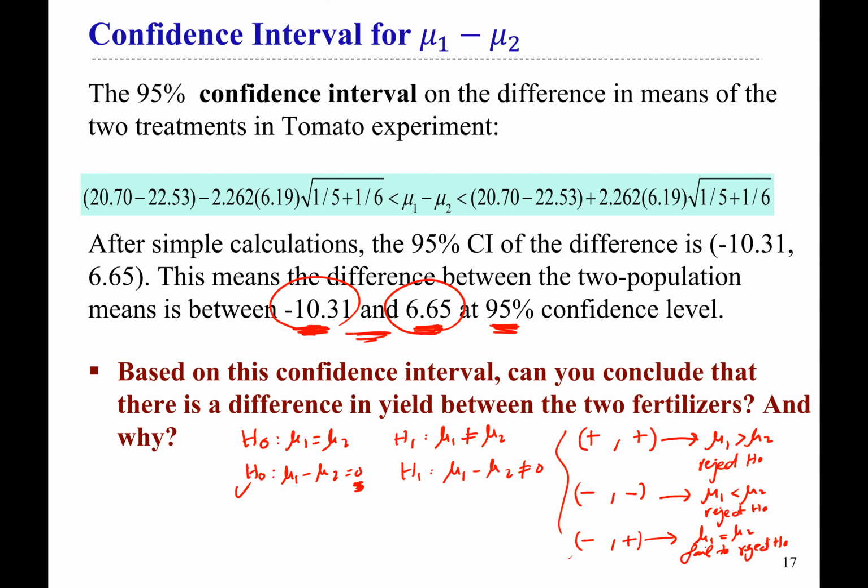This is in general. For our confidence interval, lower limit is negative, upper limit is positive. So we fail to reject H0. It means the two fertilizers are the same in terms of yield at confidence level 95 or significance level 5%. Because if the confidence level is 95, the significance level for testing is 5%, the complement. Do you have any question about the confidence interval for the difference between two population means or the two treatment means?